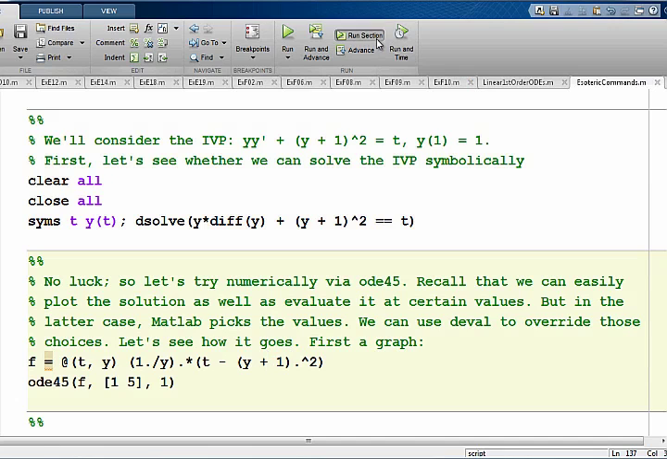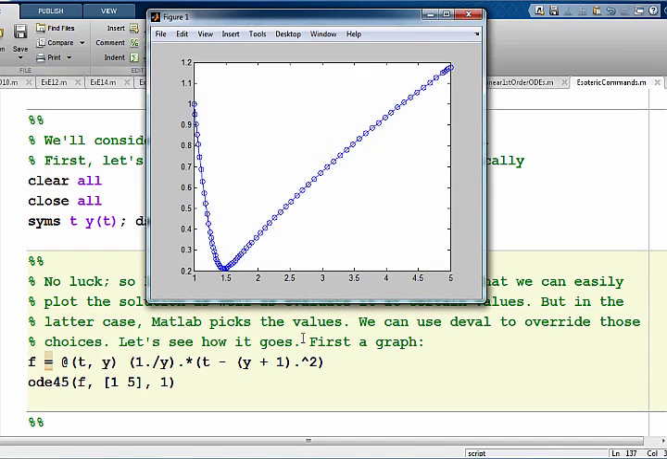Let's evaluate that. There's the graph. Right, it starts out over here at 1, 1, decreases, turns around and starts to increase, and looks like there's some sort of minimum at roughly t equal 1.5, and the minimum value is roughly 0.2.